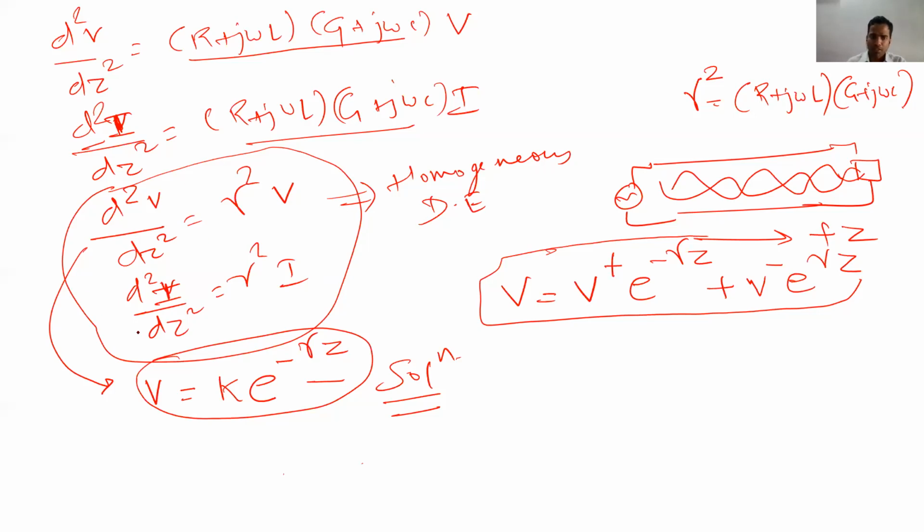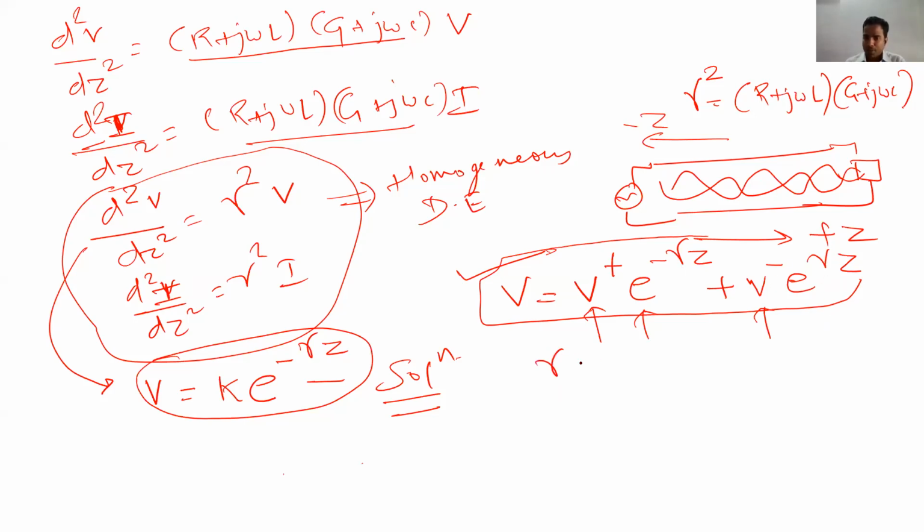Okay. So these are the wave equations. This is the voltage wave equation, where V plus is the amplitude of the wave traveling in the forward, plus z direction, and this is the exponential component of the wave traveling in plus z, and V minus is the amplitude of the wave in the negative z direction. So this direction is negative z, and this is the wave traveling.